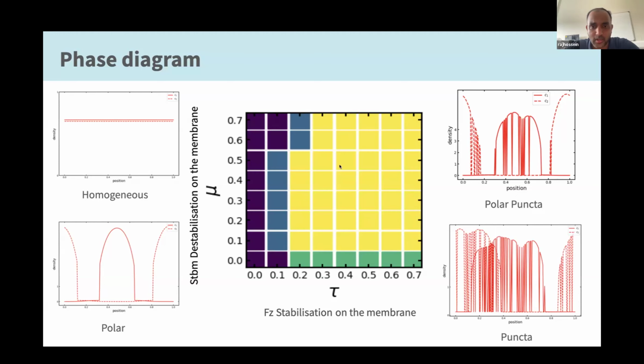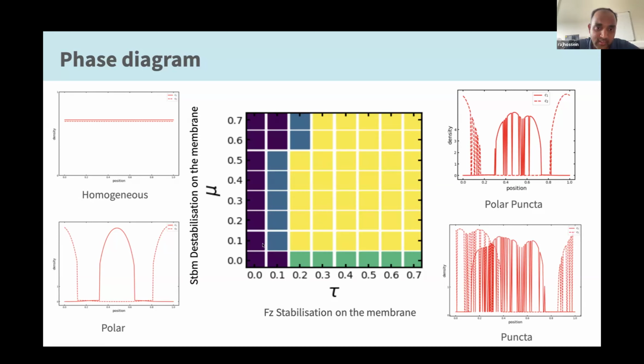Now what we see: the yellow region is the polar puncta region, where they form puncta and they are separated at the cell scale. But we see other phases also, like the homogeneous phase in some parameter space, and some puncta that are not separated at the cell level. And another is the polar behavior, where they are separated at the cell scale but don't show multiple peaks. This is the blue region.